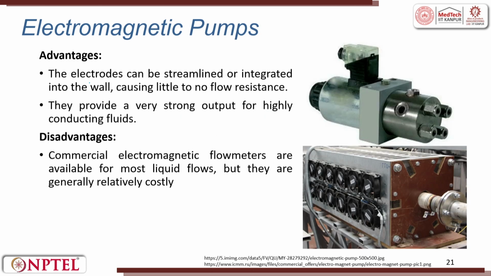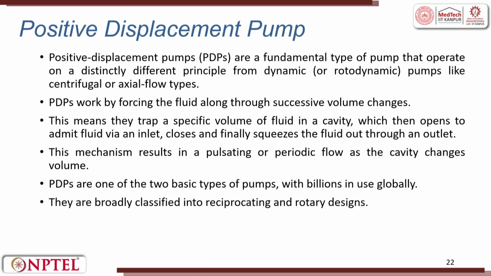The advantage is that the electrodes can be streamlined or integrated into the valve, causing little or no flow resistance. They provide a very strong output for highly conducting fluids. That is what I said, it can be used for fluid in a hydraulic power pack. Commercially, electromagnetic flow meters are available for most fluid flow, but they are generally relatively costly compared to the normal pumps. The next set of pumps are positive displacement pumps.